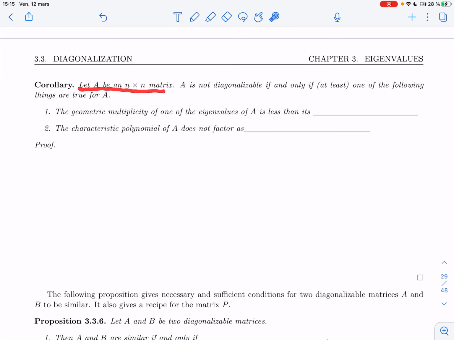So let A be a square matrix. A is not diagonalizable if and only if at least one of the following things is true. So there are two separate issues that you could encounter. First, the geometric multiplicity of one of its eigenvalues is less than its algebraic multiplicity. And so you don't get enough eigenvectors. Second, the characteristic polynomial of A does not factor as a product of linear polynomials. And so this one would mean that you don't get enough eigenvalues, period. Okay, so those are the two different things that could happen.